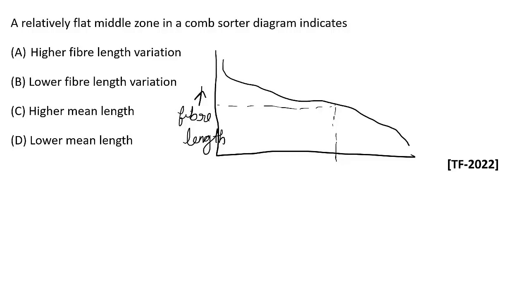So this is a typical variation of a comb sorter diagram. This is the fiber length and percentage of fiber. As you move along the length, in the middle zone, this is a typical middle zone, and in this middle zone the length variation is typically low compared to the front and the end zone. So option B is the right answer, lower fiber length variation. This is a simple basic textile testing question of one mark, and the comb sorter diagram is very important for GATE textiles. Every year or the other, one question is directly asked from the comb sorter diagram, either numerical or theory.